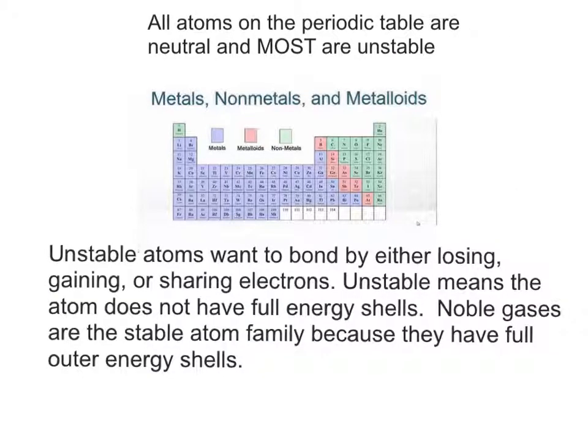All atoms on the periodic table are neutral and most are unstable, families 1 through 17. But unstable atoms want to bond by either losing, gaining, or sharing electrons. Unstable means that the atom does not have full energy shells. Noble gases, on the other hand, are a stable atom family because they have full outer energy shells.